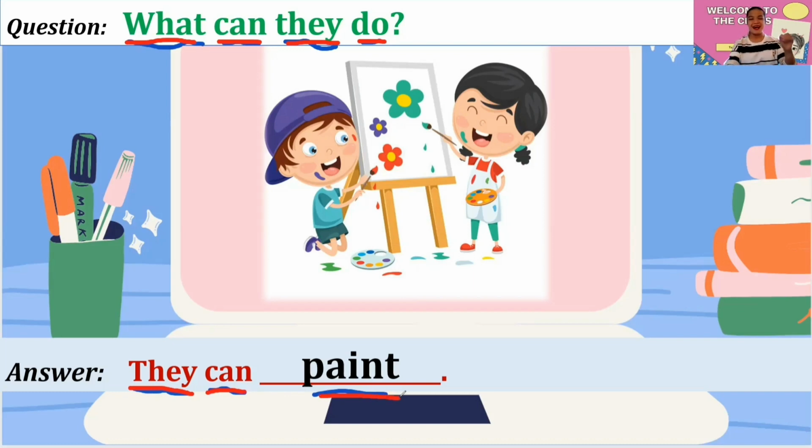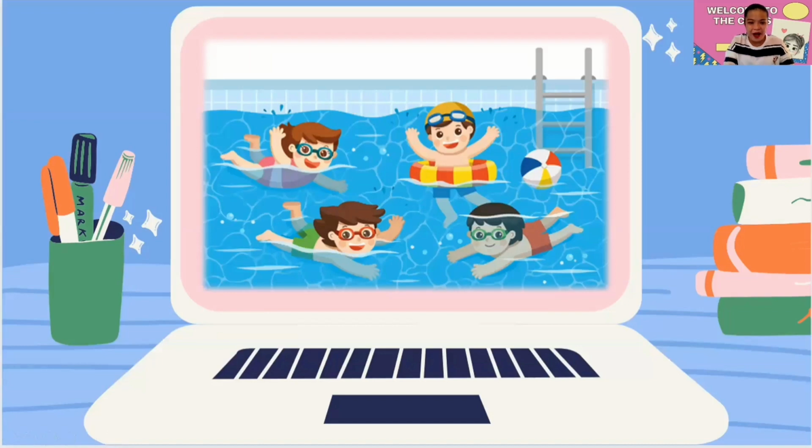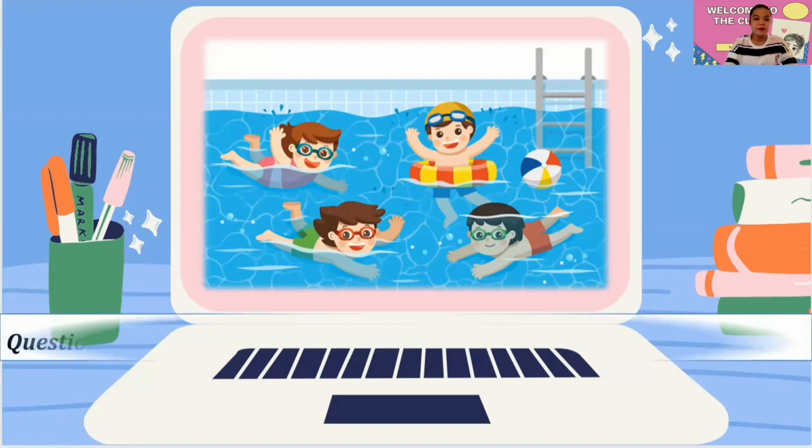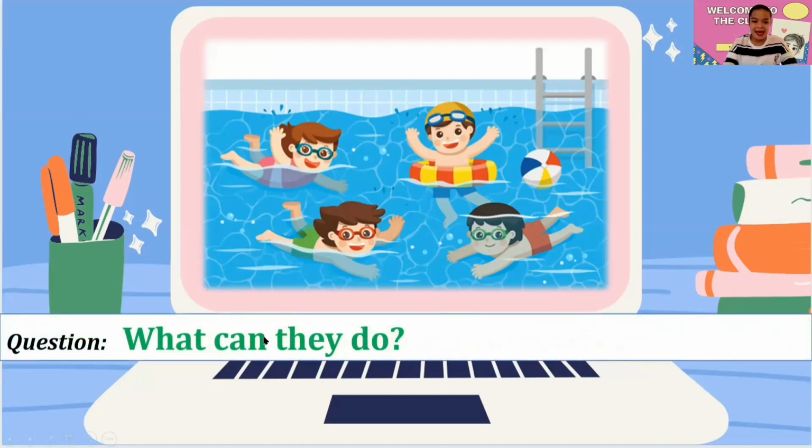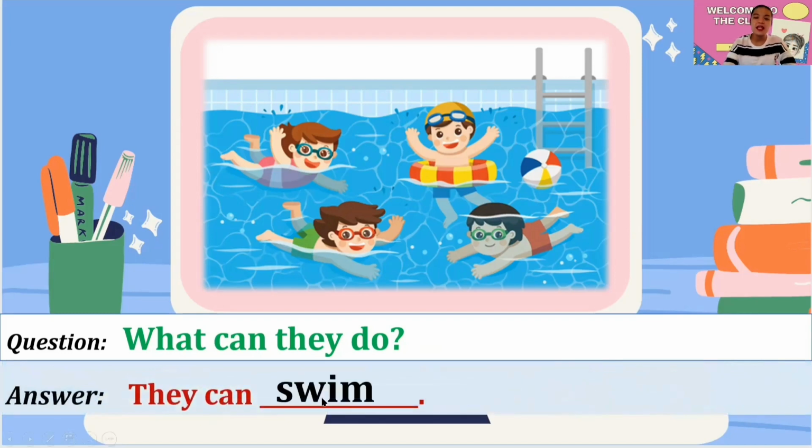Very good. Now let's proceed with our next picture. All right. So how about this picture? How many kids do you see? Wow, 4 of them. And what do you think they're doing? Perfect. They're swimming in the pool. Now, the question will be, what can they do? What can they do? Well, what will be the answer? Perfect. They can swim. Everybody, what can they do?